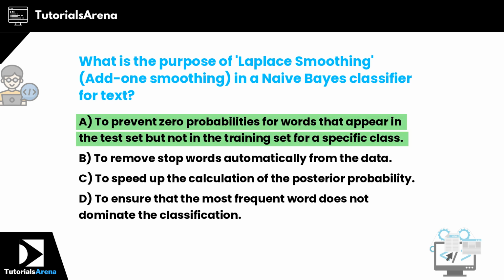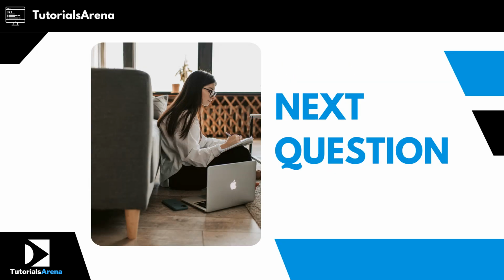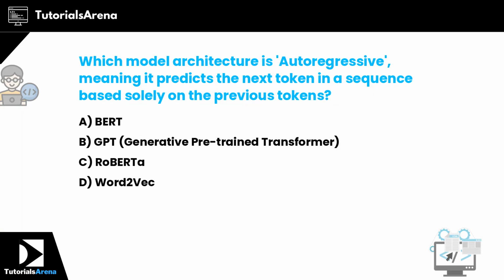The correct answer is option A. To prevent zero probabilities for words that appear in the test set but not in the training set for a specific class. Which model architecture is autoregressive, meaning it predicts the next token in a sequence based solely on the previous tokens?